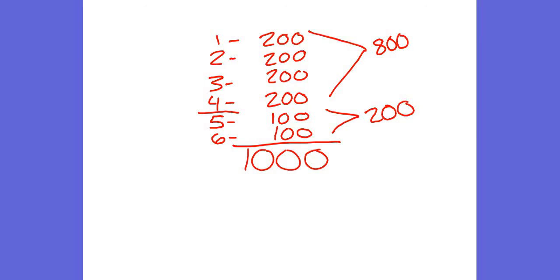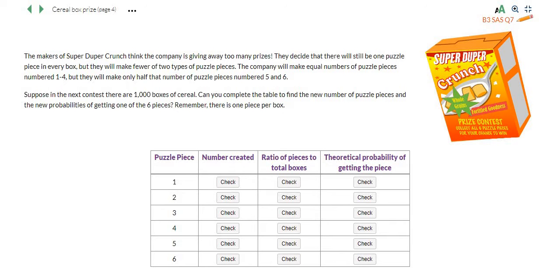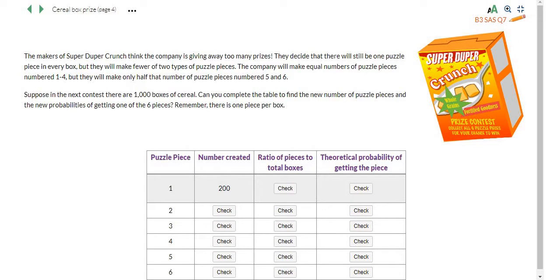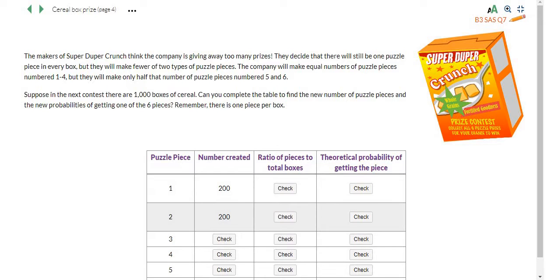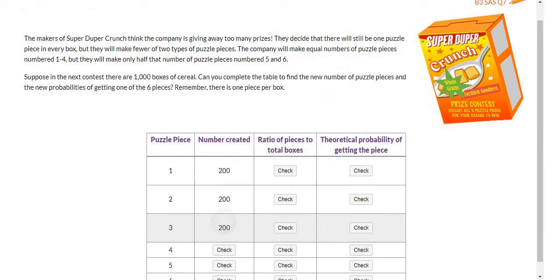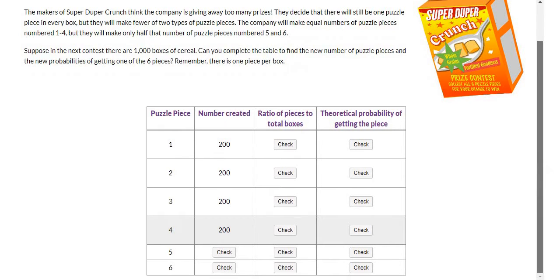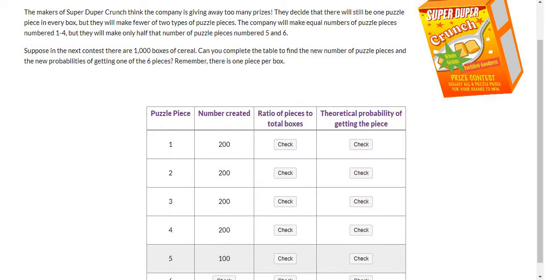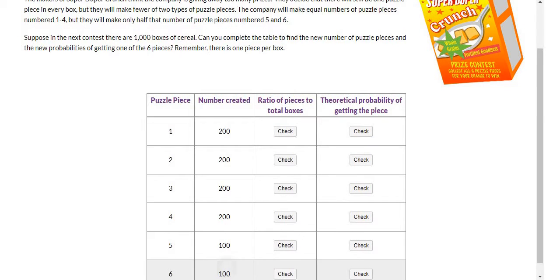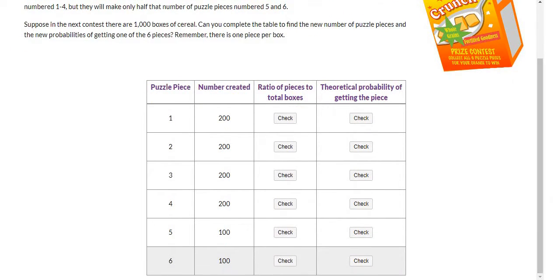So I'm going to go back to my chart and fill it in for the number created. So how many puzzle pieces of piece 1 are they making? 200. How many of piece 2? 200. How many of piece 3? 200. How many of piece 4? 200. How many of piece 5? 100. And piece 6? 100. Okay. So that's how many puzzle pieces they're creating.